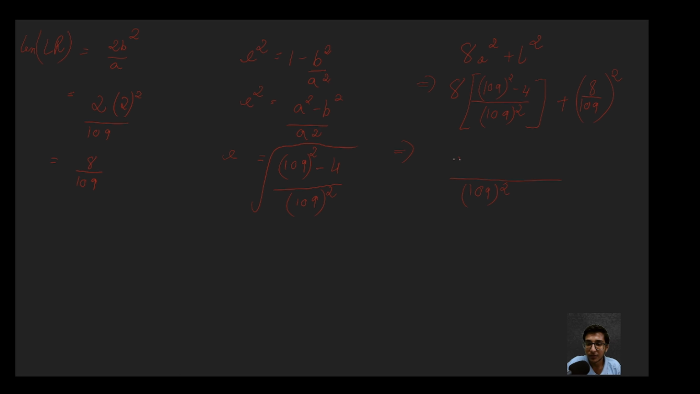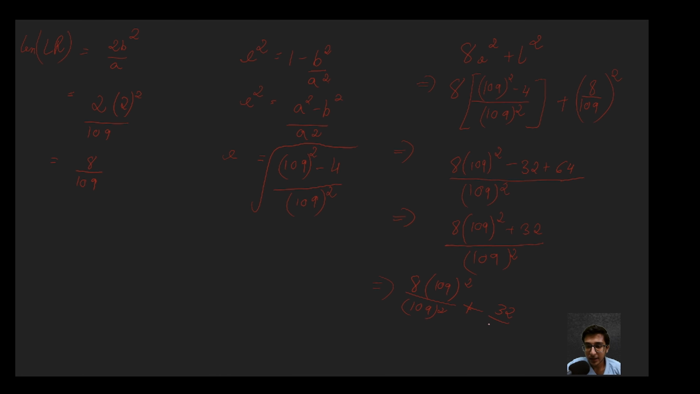Now let us try to add these two equations. So from here we would get 8 into 109 whole square minus 8 4s are 32 plus 8 8s are 64. So this can be written as 8 times of 109 whole square plus 32 upon 109 whole square. Now there was a catch that was given here in this question. We know that 8 into 109 whole square upon 109 whole square plus 32 by 109 whole square.